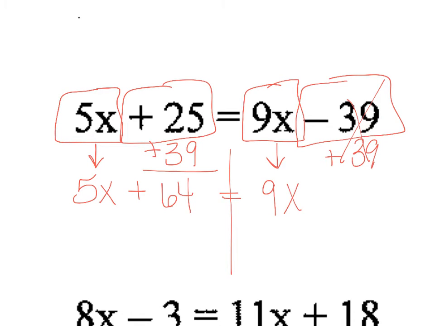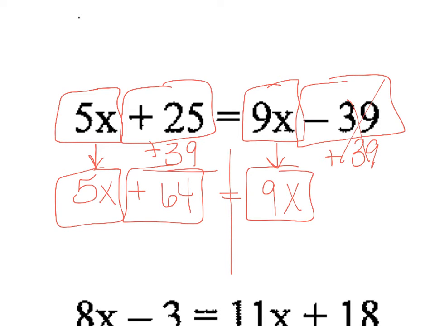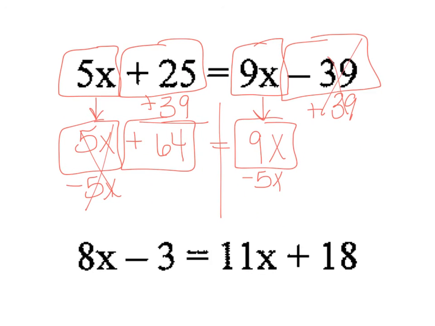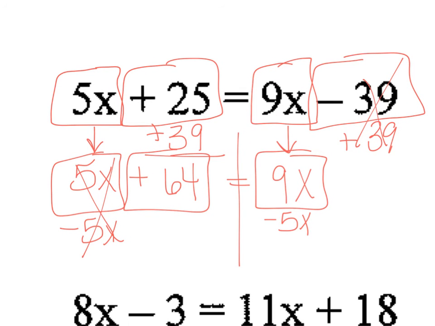The only thing left over here is 9x. So now I've got 5x plus 64 equals 9x. And the only thing I can move is the 5. And make sure you're moving it across the equal sign. I've seen some kids try to combine it with what's already here. We don't want to do that. It's a balancing act. We want to keep something on both sides always. So I'm going to bring down what's left. 9x minus 5x is 4x. And then we get 16.